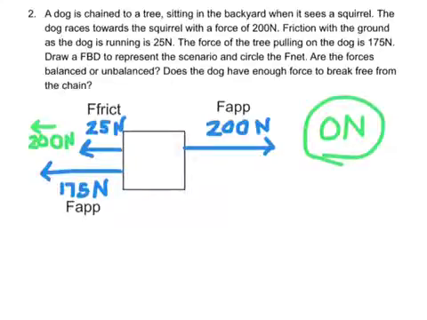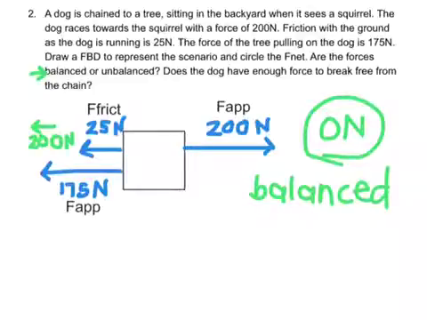Finally, it asks if the forces are balanced or unbalanced. In this case, the dog is not moving, so that means that the forces are balanced. Anytime the net force equals 0, the forces are balanced. The last part of the question says, does the dog have enough force to break free from the chain? Since he's not moving, no, he does not have enough force to break free.